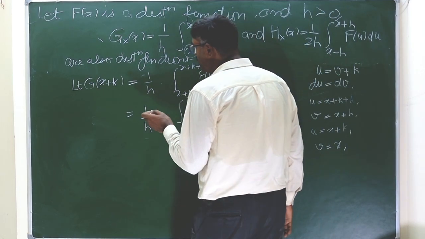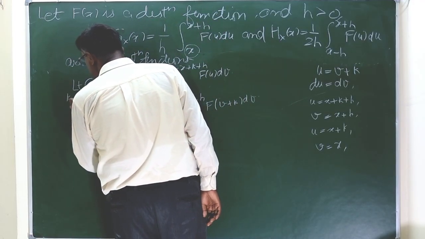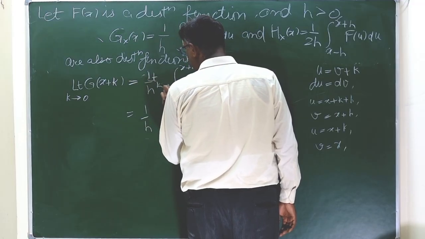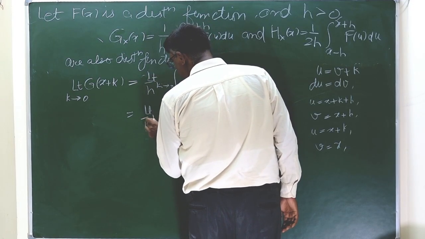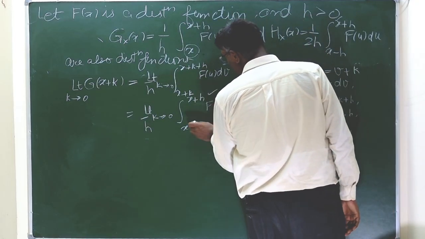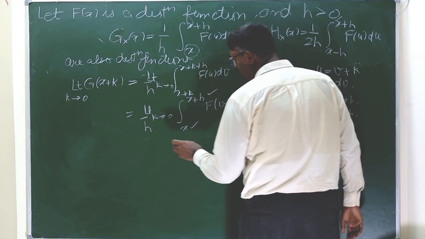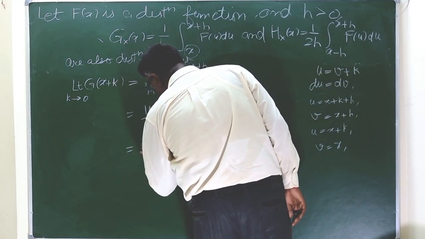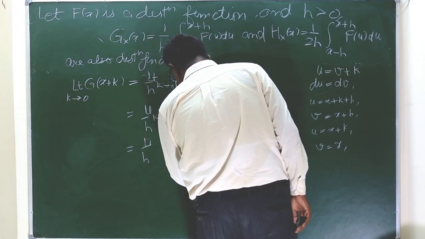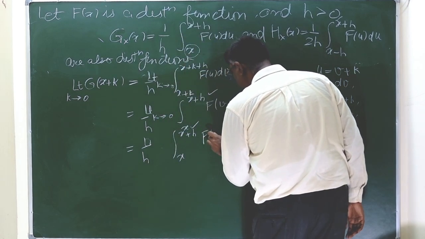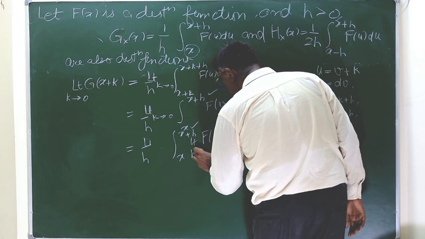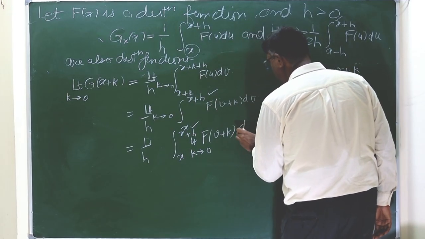Now we are taking the limit k tends to 0. So this limit will continue here as well, limit k tends to 0 on both sides. Now since these limits are independent of k, I am taking the limit inside the integral, f of v plus k, limit k tends to 0, and dv.